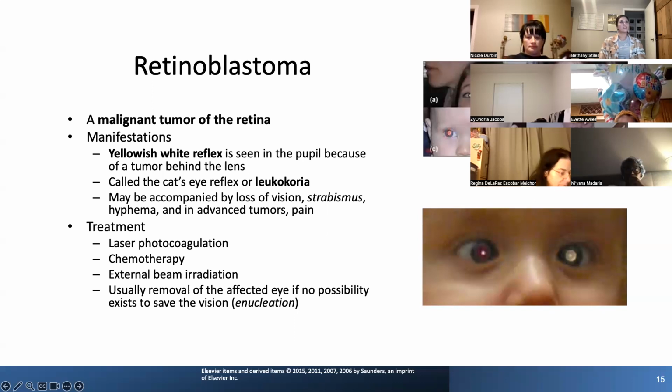Retinoblastomas are malignant tumors of the retina. They have a yellowish white reflex in their pupil because the tumor sits behind the lens. We call that either a cat eyes reflex or leukocoria. You can see this in conjunction with vision loss, strabismus, hyphema, and if the tumor is advanced, then they might have pain associated with it. We treat this with laser photocoagulation, chemotherapy, radiation, and then if none of those work, as a last resort, we can remove the eye to save the vision, and that's called enucleation.